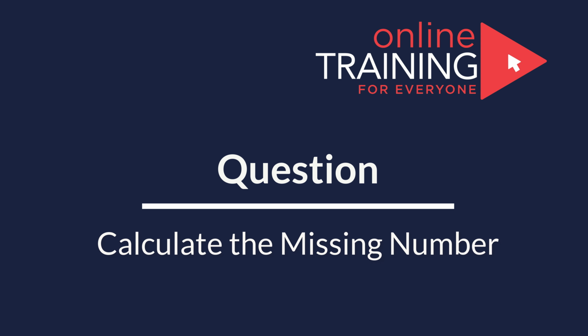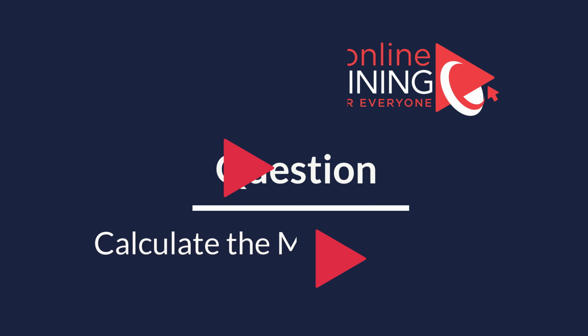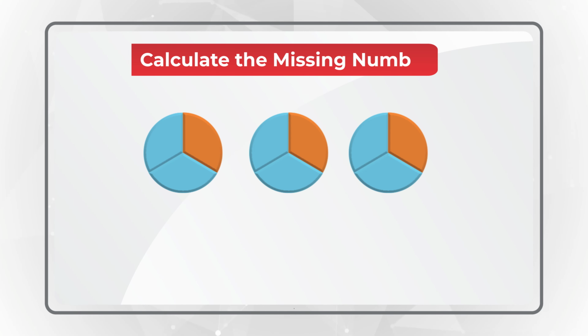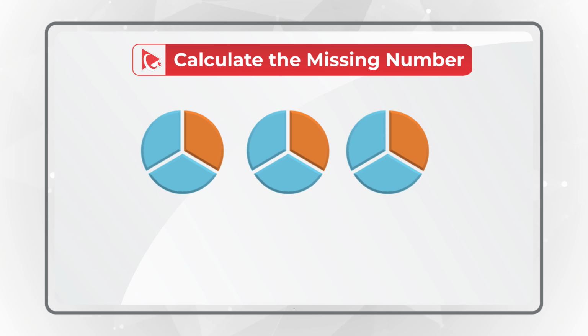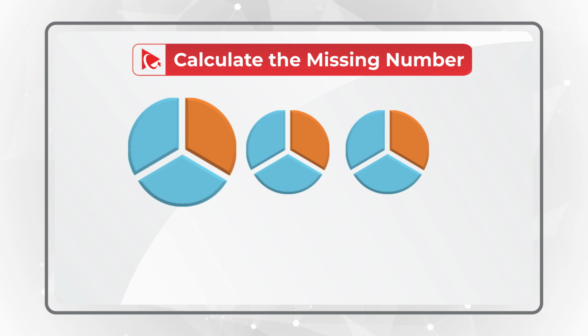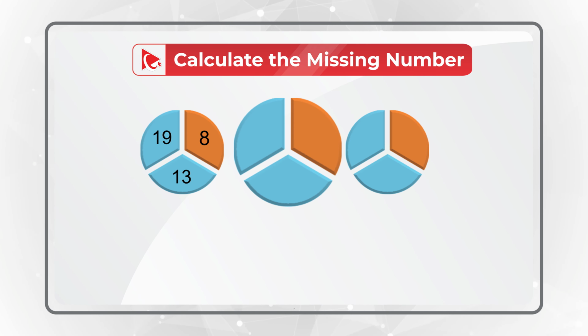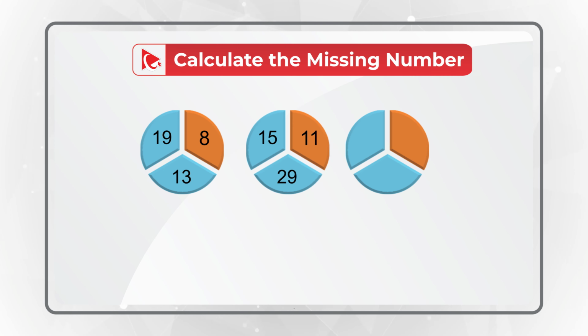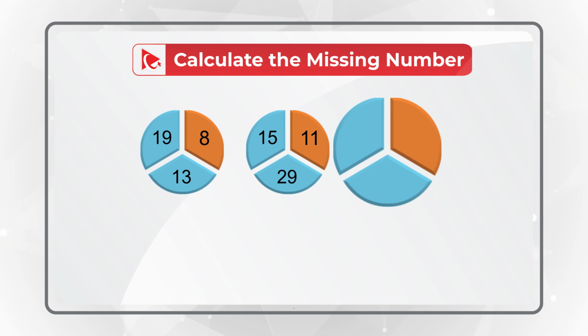Here's a puzzling question which has a very surprising solution. You're presented with three circles. Each circle is broken into three equal parts. The first circle has numbers 8, 19, and 13. The second circle has numbers 11, 15, and 29. And then the third circle has numbers 33, 31, and then one number is missing.